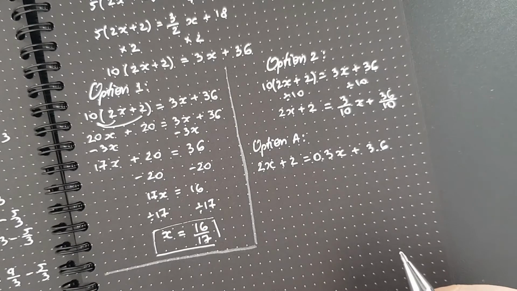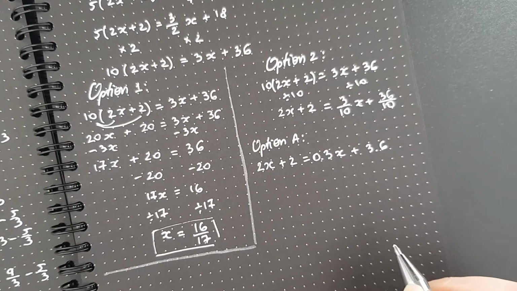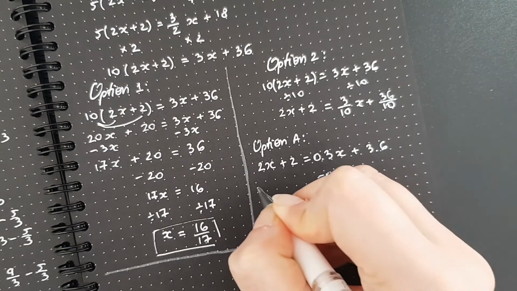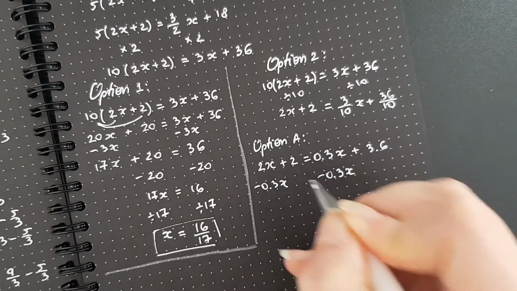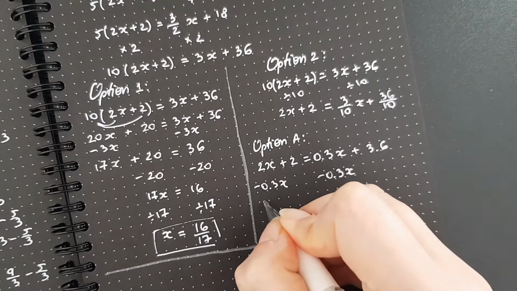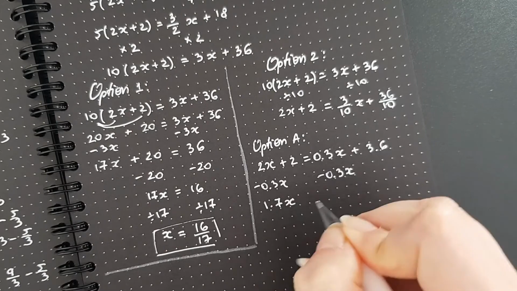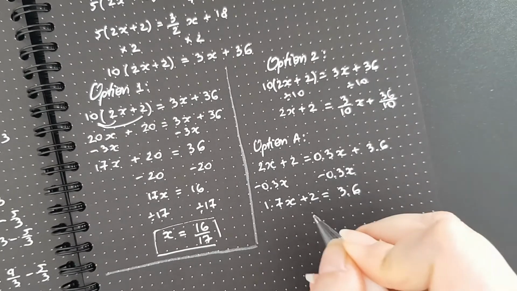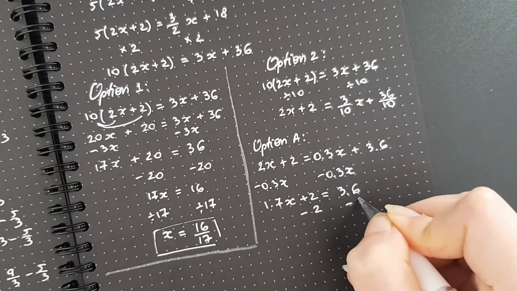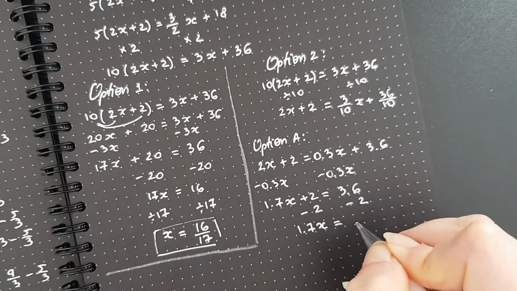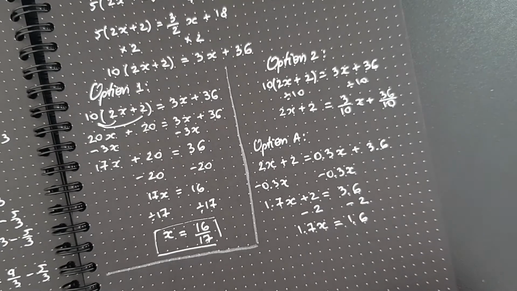I want to take away 0.3x on both sides. I've never played with decimals like that, I will be honest. I've never had a 1.7x plus 2 equals 3.6. And now I want to take away 2 on both sides and get 1.7x equals 1.6.